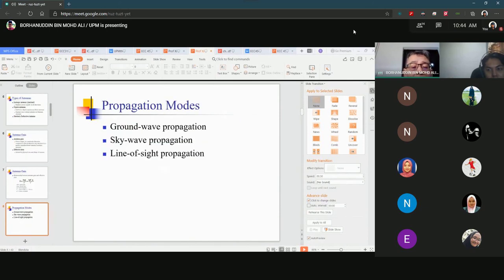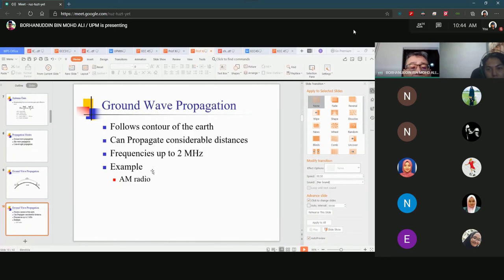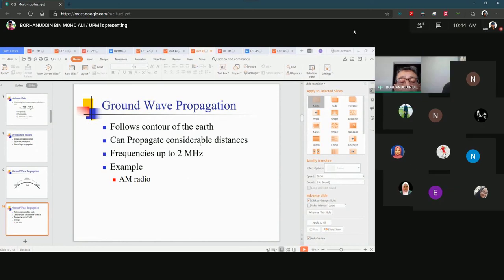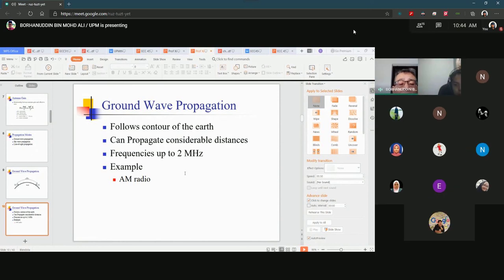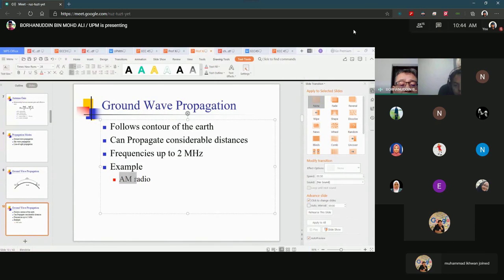Propagation modes, we mentioned before: ground wave, sky wave, line of sight. We go very quickly. Ground wave can follow the contour of the earth and go around the globe for considerable distances, thousands of kilometers, but only at very low frequency, up to 2 megahertz. Example, AM radio. You don't have this anymore, I believe. It's not amateur radio, it's amplitude modulation radio, but very noisy.